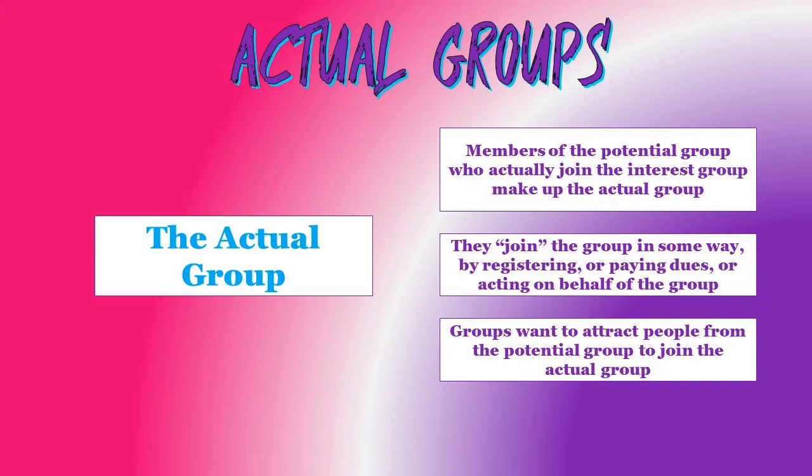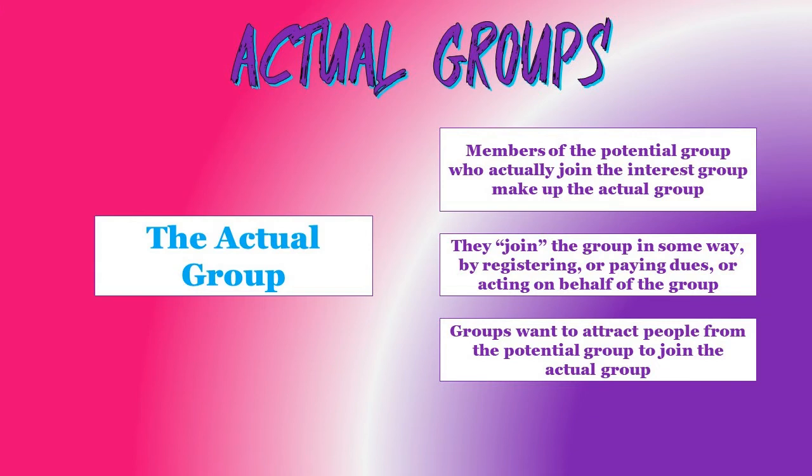The potential group, everybody that could benefit from what the interest group is doing. The actual group are only the people that have joined the interest group in some way. So joining can be like registering with the group. It can be like paying dues to the group, donating to the group. It can be just like temporarily acting on behalf of the group. Like those people in the picture, they might not all be registered members of PETA, but they showed up to help in the protest here. So we'll count them as members of the actual group.